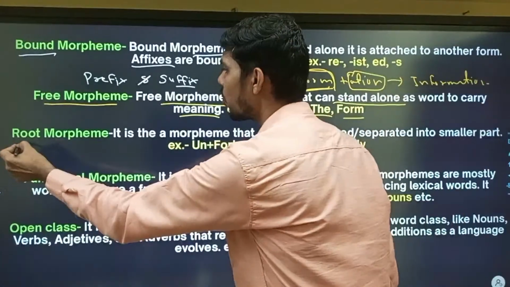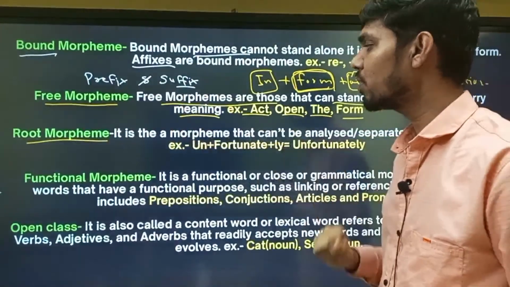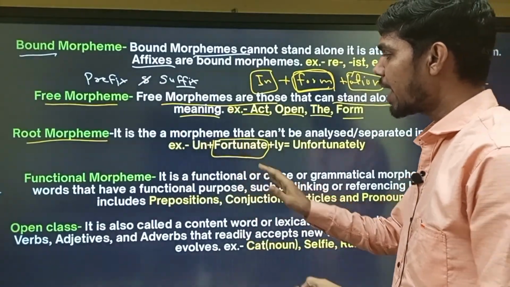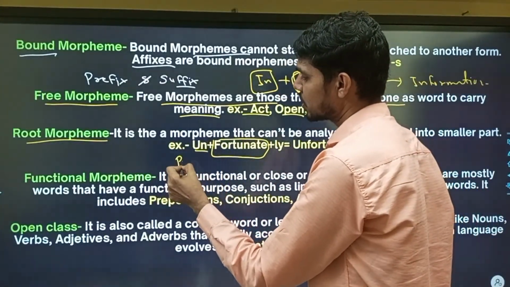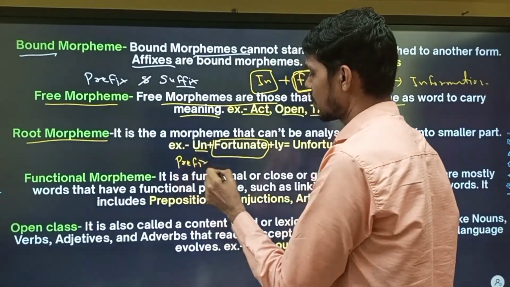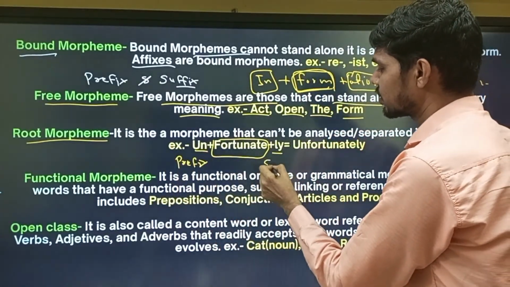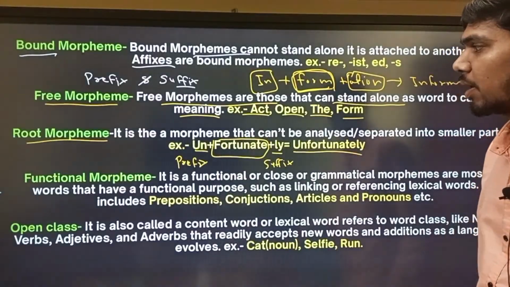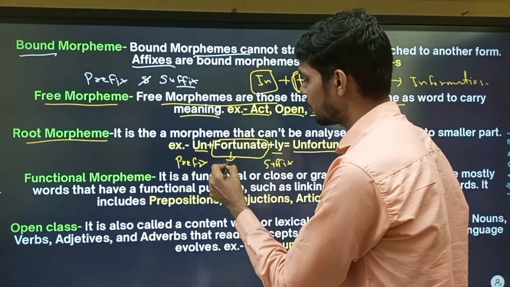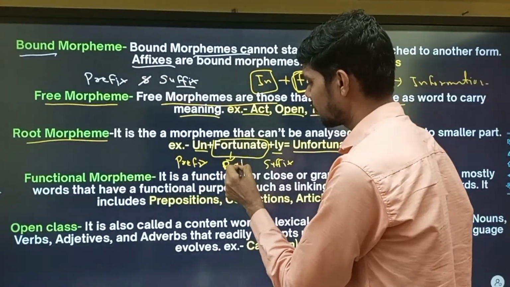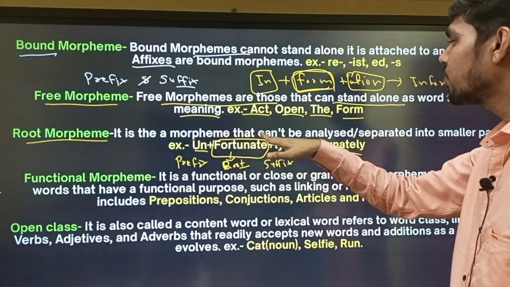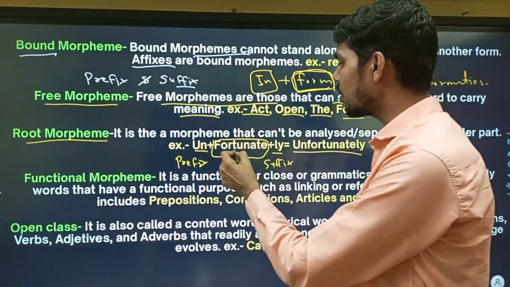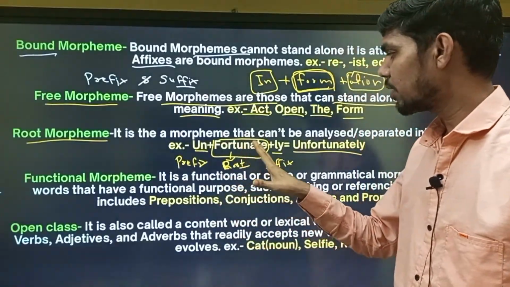And the third one is the root morpheme. Root morphemes are the same, just like a free morpheme. We can take an example here, fortunate. Fortunate is a root, un is a prefix and ly is a suffix. These three combine and it becomes unfortunately. So fortunate is the root morpheme. It is a morpheme that cannot be analyzed or separated into smaller parts. So we cannot separate fortunate. This is the root morpheme.